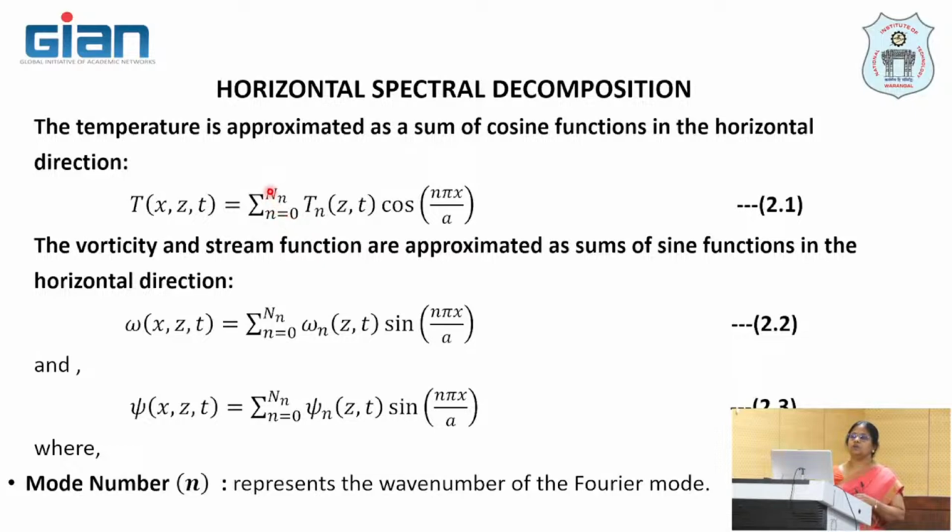Here n equals 0 to nn, you can also go from n equal to 0 to 1. Then T_0(z,t) cos(n pi x by a) plus T_1(z,t) cos(n pi x by a), like that we will get.